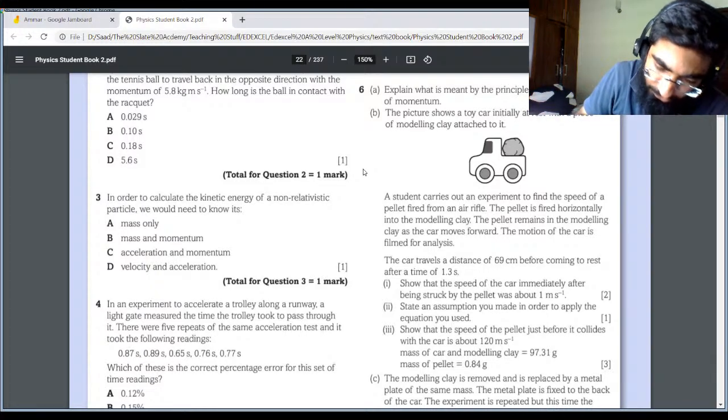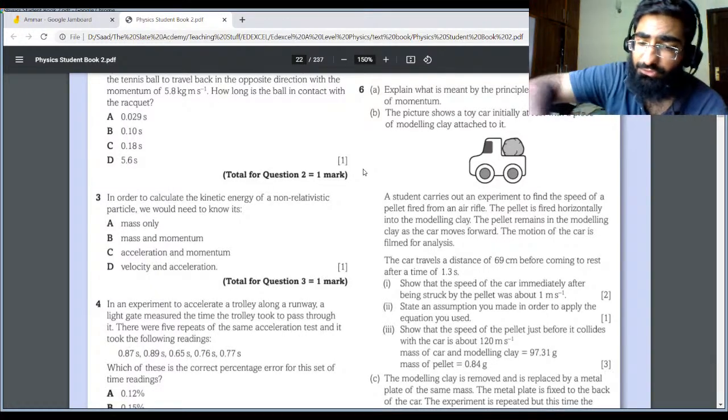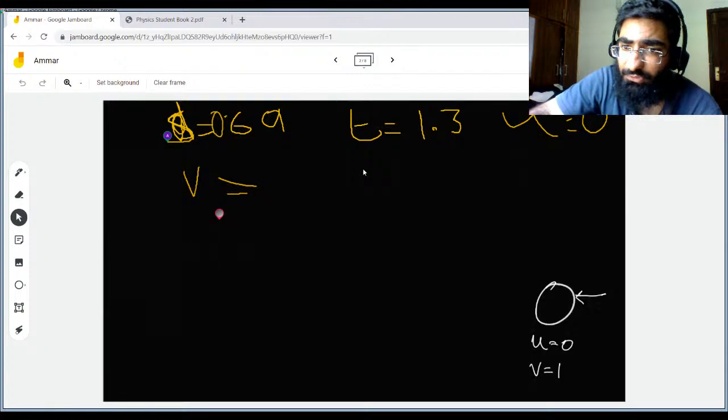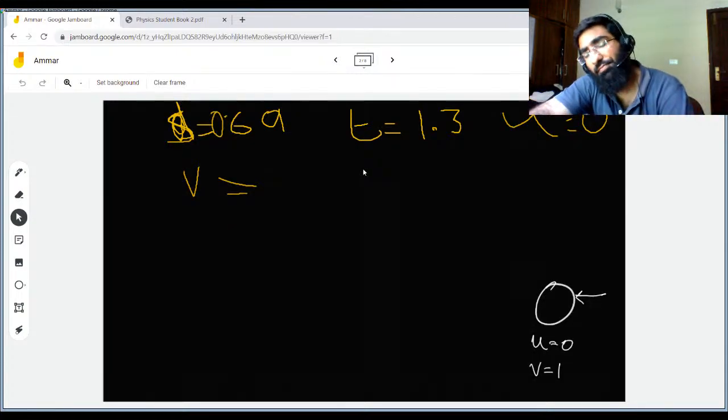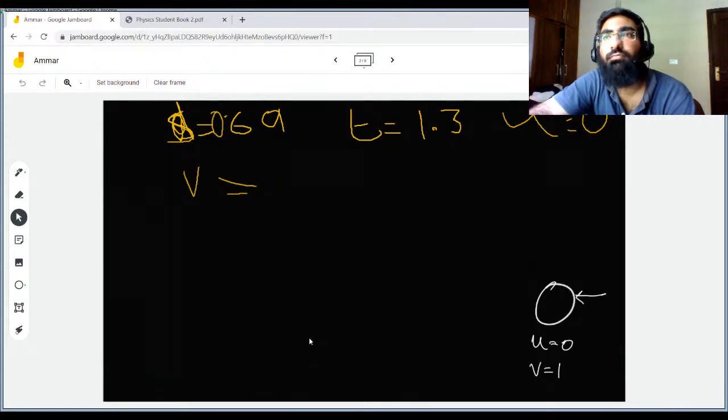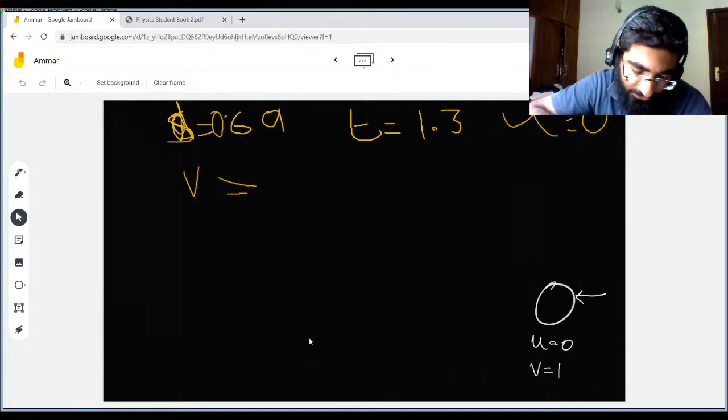You're looking at the equations of motion. Which one to use? I don't have a, which is why we'll have to use the one that you were using.